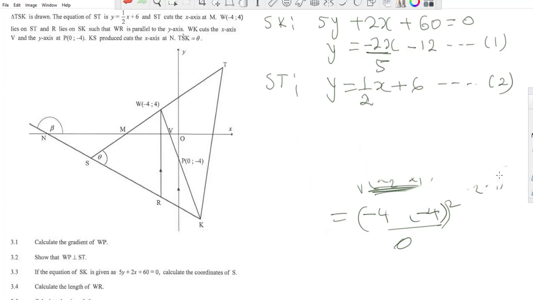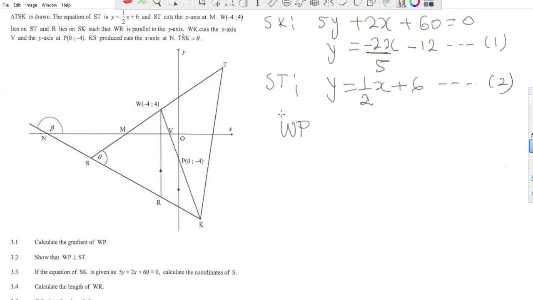Therefore, when you have a line which is parallel to the y-axis, the distance will be y2 minus y1. This is the distance formula for any line parallel to the y-axis, because the x's cancel and will give you 0.